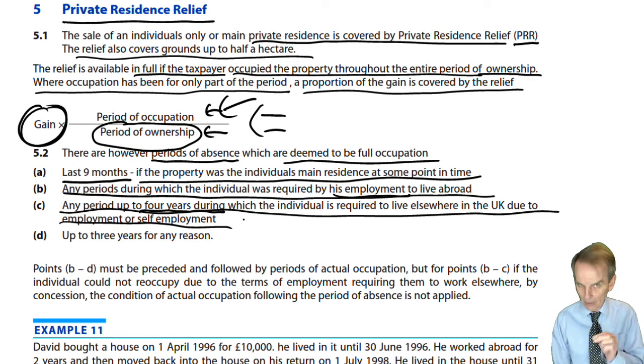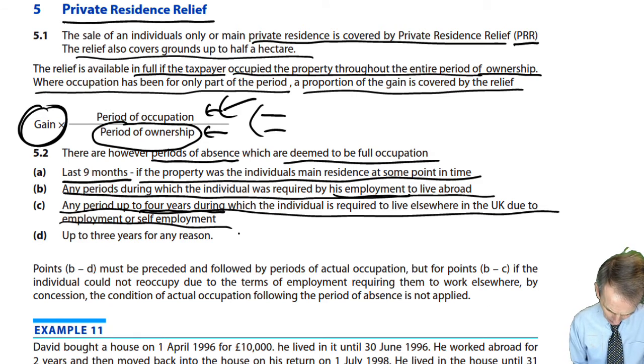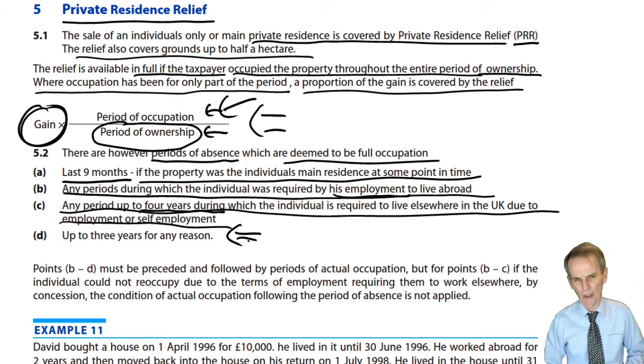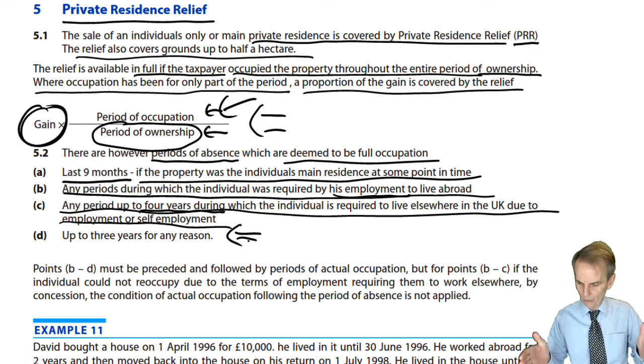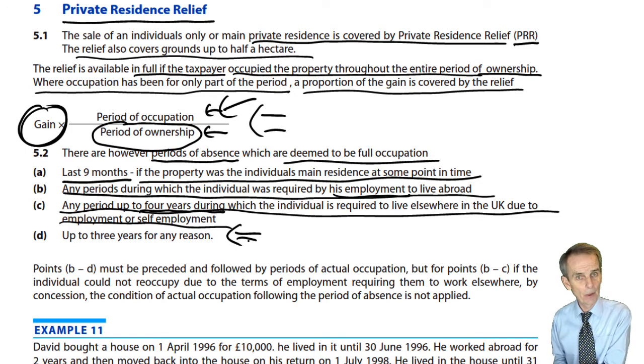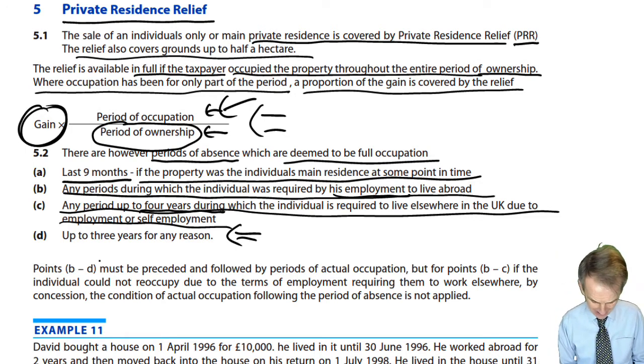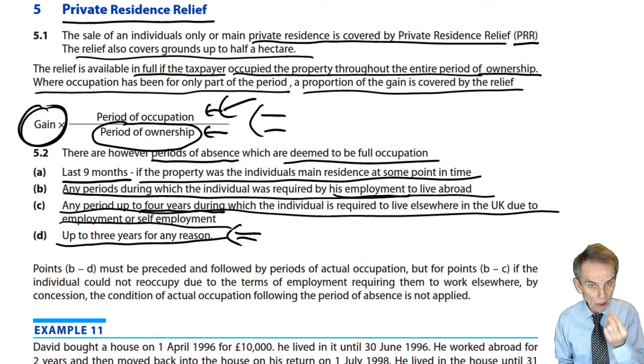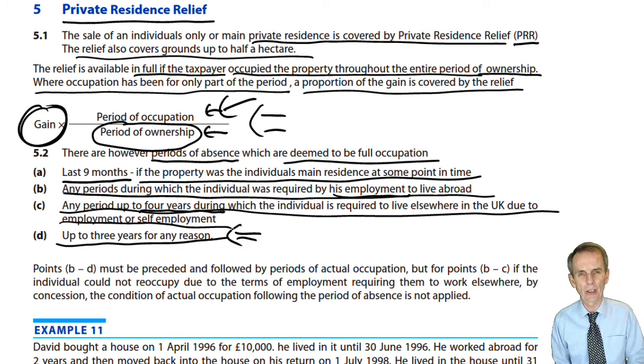It may, but it may not. And that is what this last one comes down to here, up to 3 years for any reason. So, I was away for 5 years. Why was I away? I was working elsewhere in the UK. 4 of those years classify as deemed occupation for that reason. Employment as it was, could have been self-employment, but working somewhere else in the UK. And the remaining 12 months, the remaining 1 year, may attract 1 year's worth of this total of 3 years for any reason. And that's a total for the period of ownership of the property.